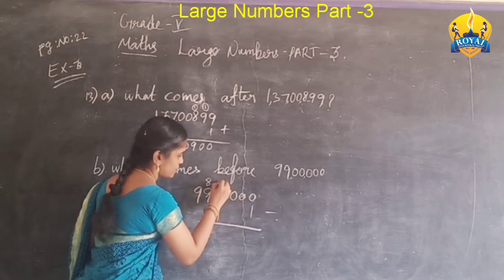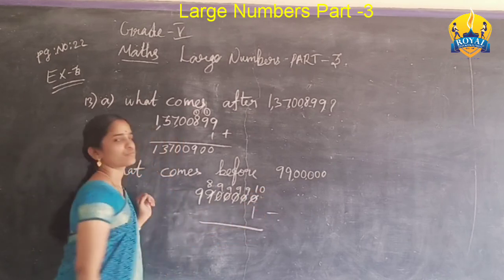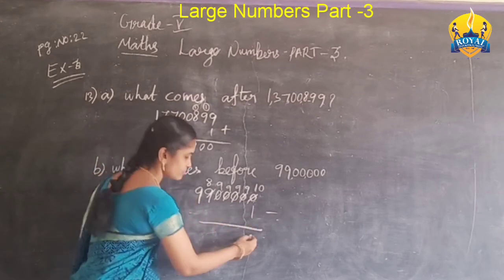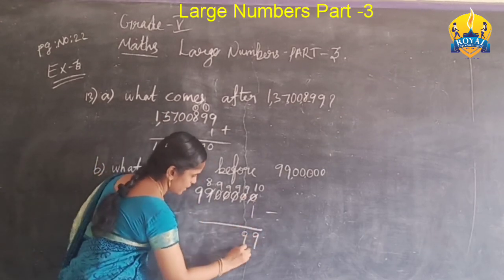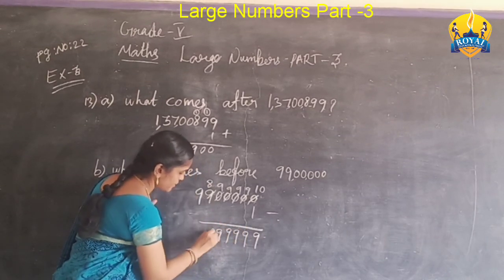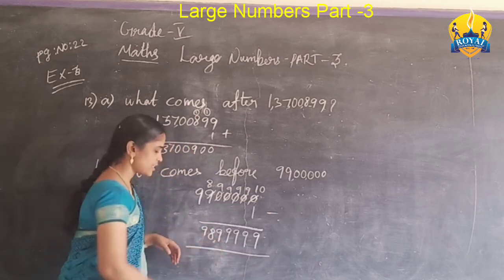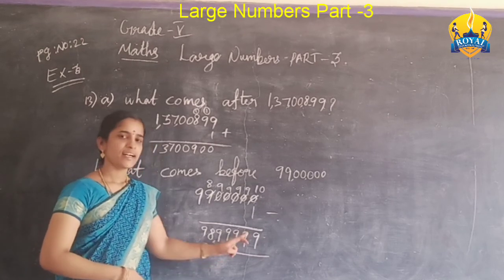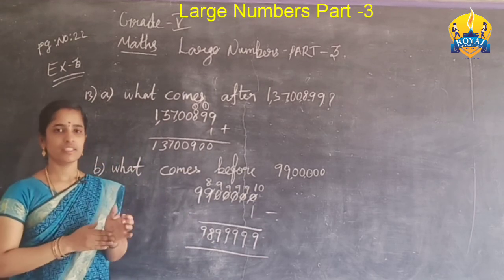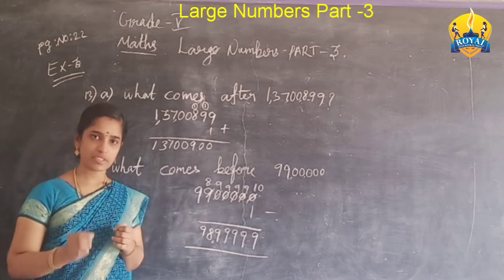Okay, here 9, 9, 9, and 9. Here 10. We know that subtraction. Okay, 10 minus 1 is 9. And here 9. The next one is 9, 9, 9, and 8, and 9. Okay, so we get 98,99,999. Okay? Right, student? Don't forget, study the multiplication table daily, and also do our written practice.